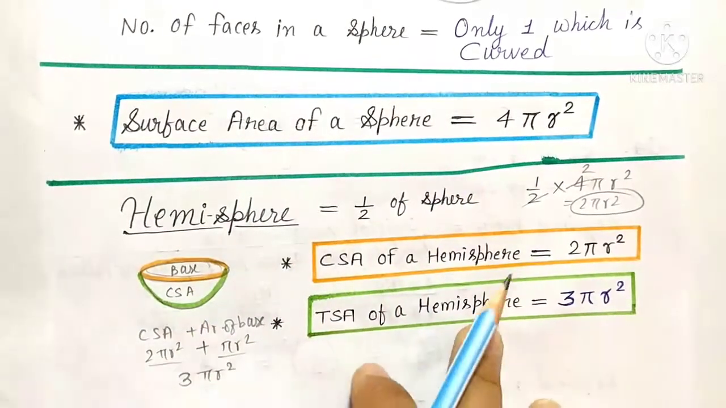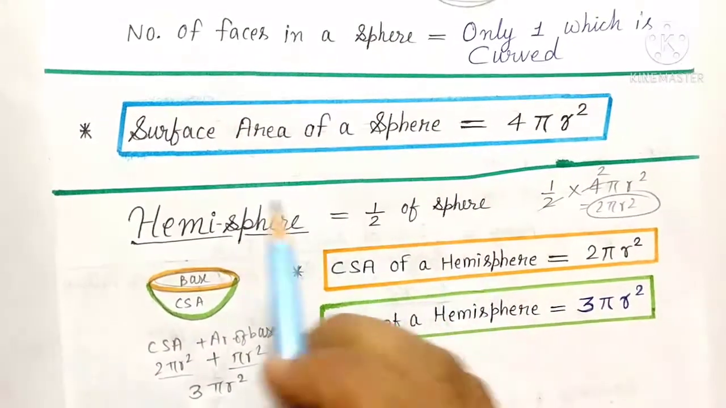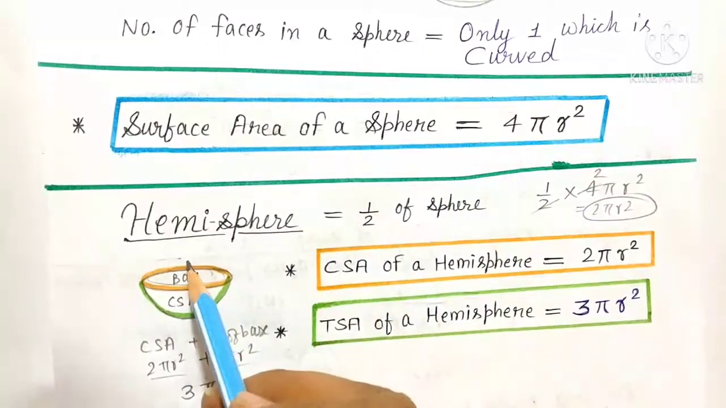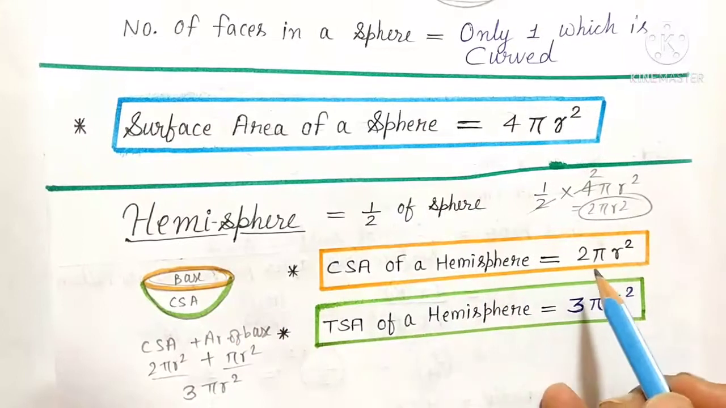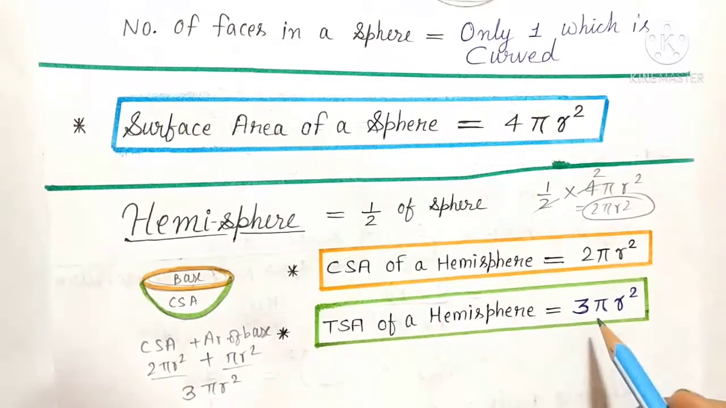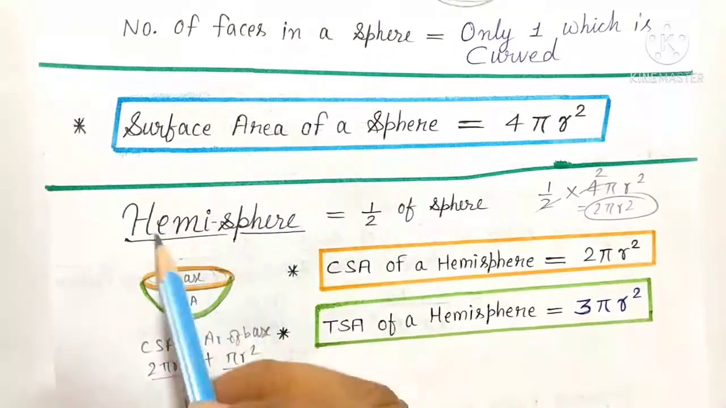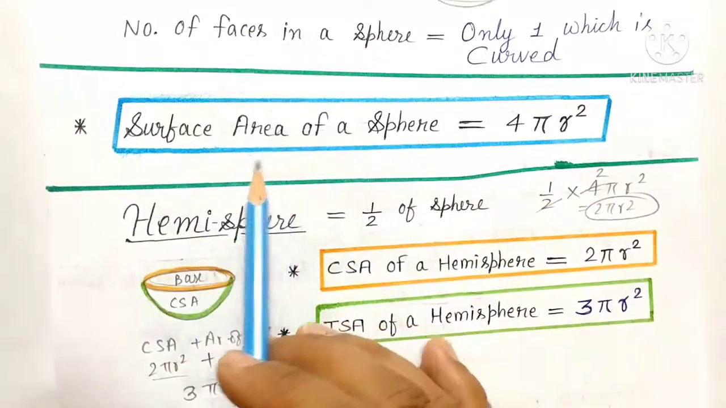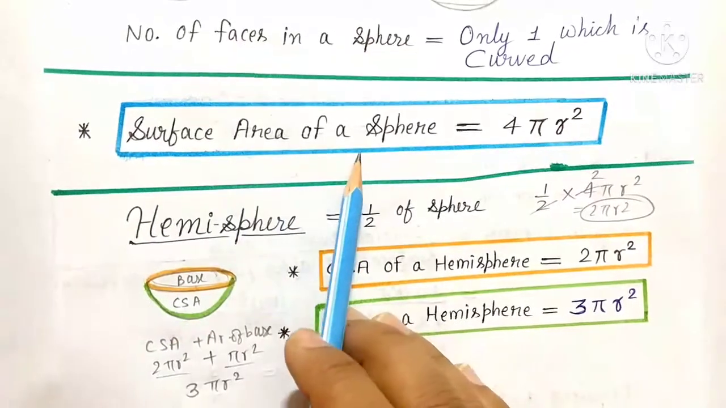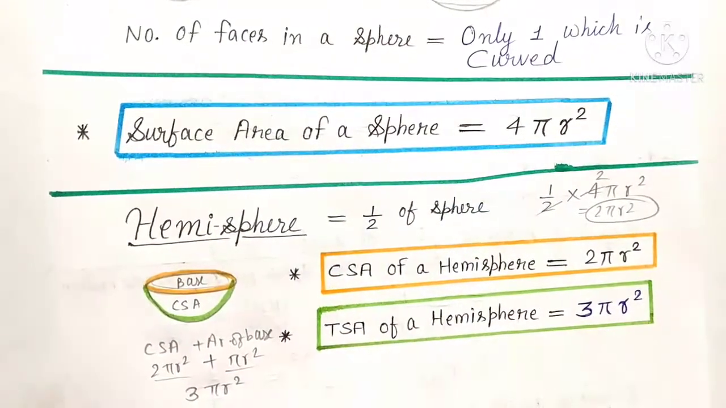Okay, I hope it is clear now. So just once again, revise. Surface area of a sphere is 4 pi r square. If we are talking about a hemisphere, it is just half of the sphere. So the CSA of a hemisphere is 2 pi r square and the TSA of a hemisphere is 3 pi r square. But there is no term like CSA and TSA that we use in a sphere. In terms of a sphere, only CSA is there, which we are calling the surface area of a sphere. That is 4 pi r square. So I hope the formulas are clear.